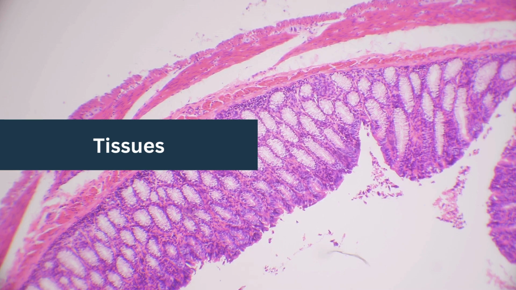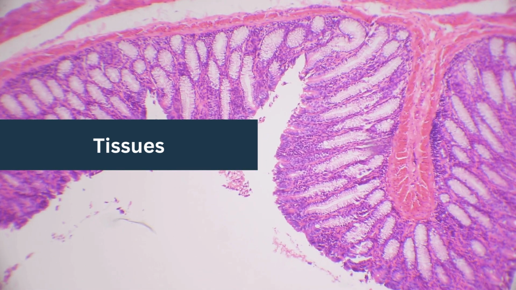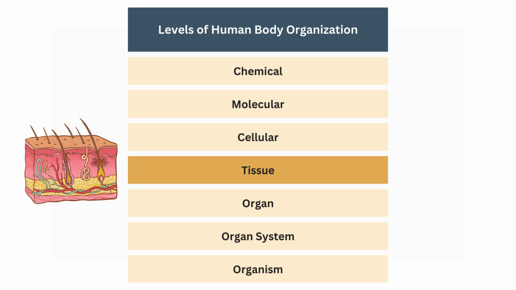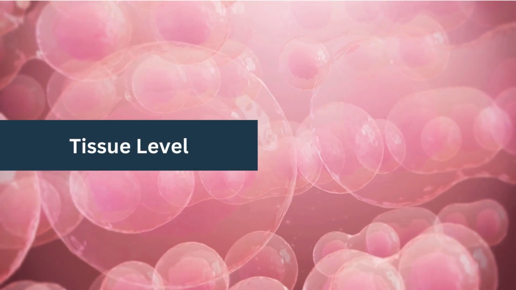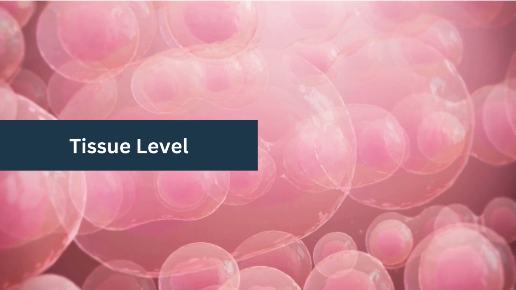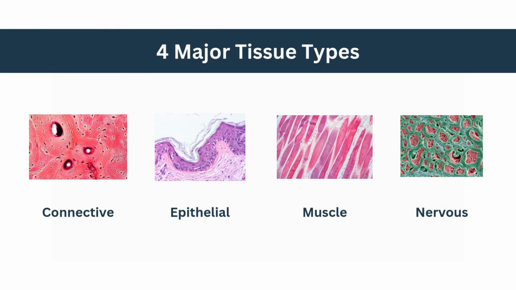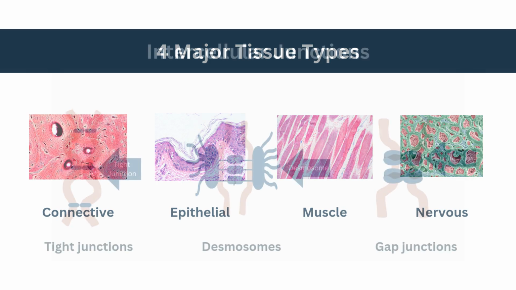Tissues are multiple cells that differentiate to form various types of tissues. Let's further explore the tissue level of the body. Each type of tissue is made up of the same type or multiple types of cells. The four main tissue types are connective, epithelial, muscle, and nervous tissue.